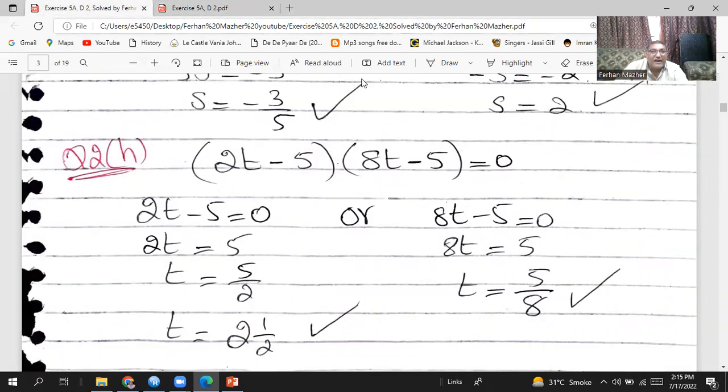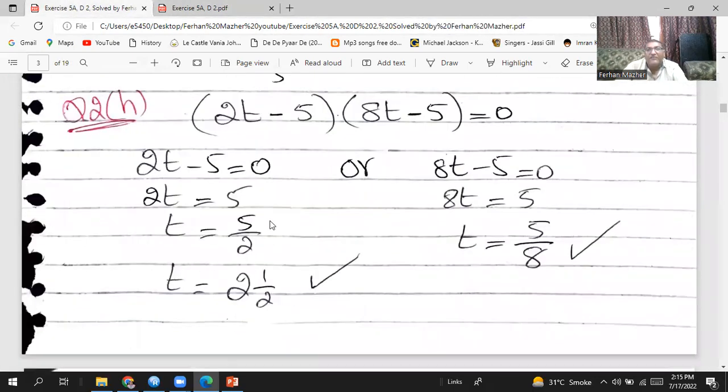The next bracket, the bracket number 2 is 8t minus 5. 8t minus 5 is equals to 0. So 8t will be equals to 5. So t will be equals to 5 by 8. So this is how you will do question number 2, h part.